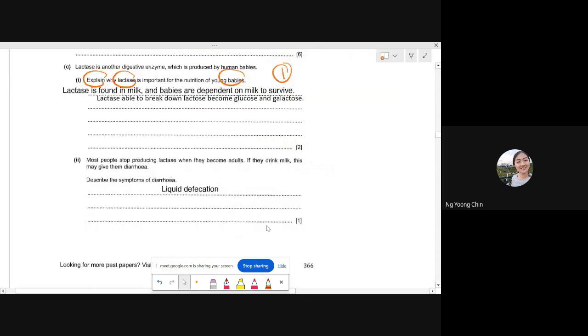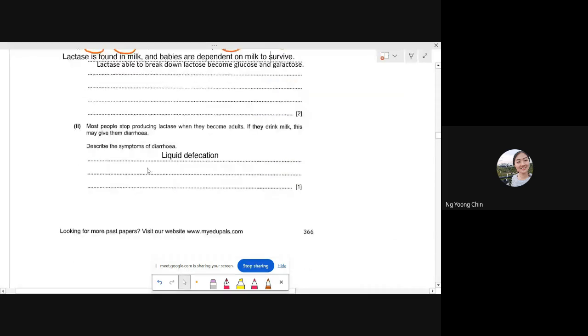And then this one, symptom of diarrhea, liquid defecation. Usually not really described in this way. Okay, liquid defecations, interesting. But diarrhea we refer to what? You can say loss of the watery feces. Diarrhea refers to watery feces, because our feces are excreted out with a lot of water being excreted out also. Loss of watery feces, that will be the correct term.